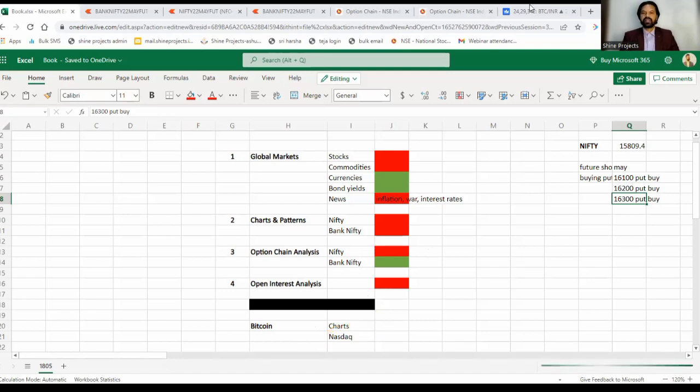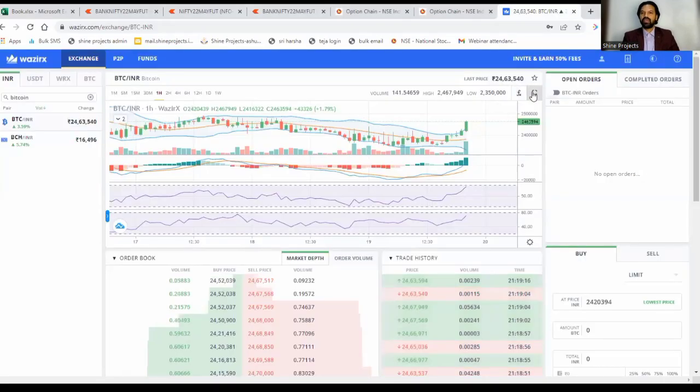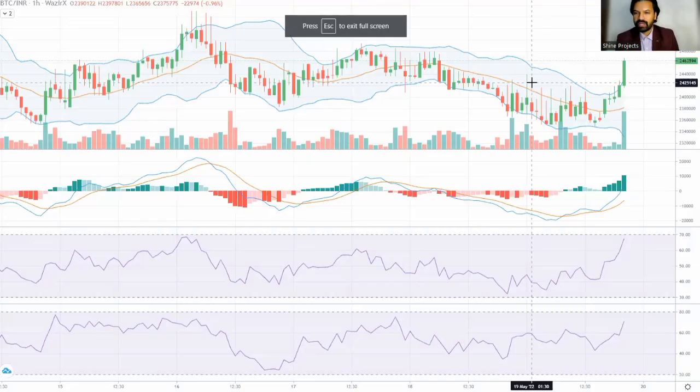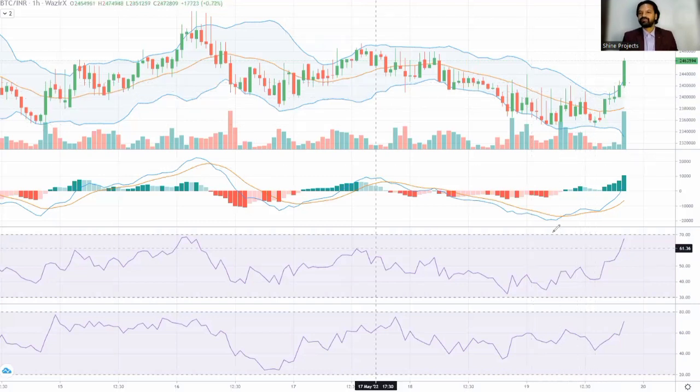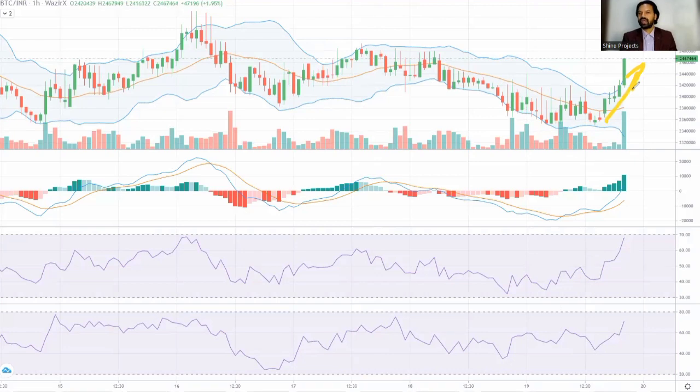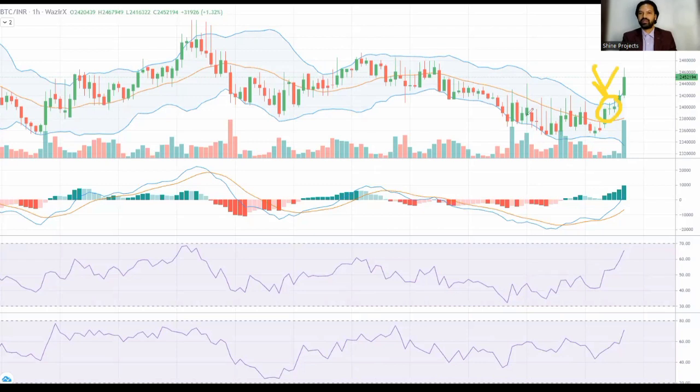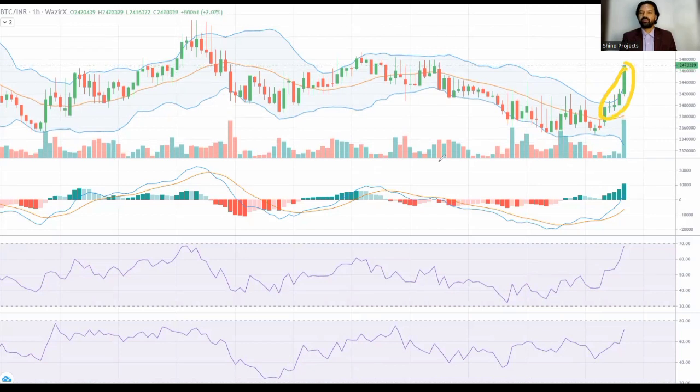So I'm going to the WazirX platform to show you how Bitcoin is currently performing. Please look at the Bitcoin data. Bitcoin is very bullish, especially when it comes to candlesticks. Currently, this is called the three white soldiers pattern. And in the Bollinger Bands, we can also observe a Bollinger squeeze that is occurring.